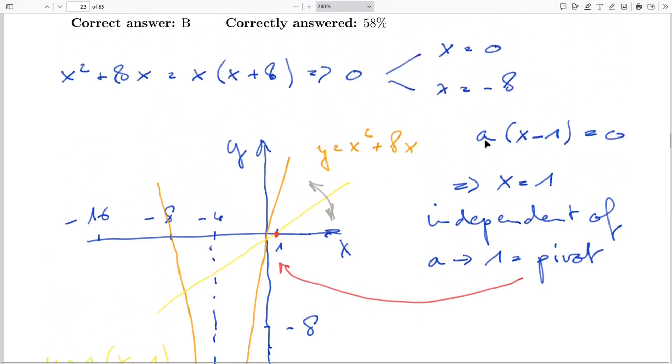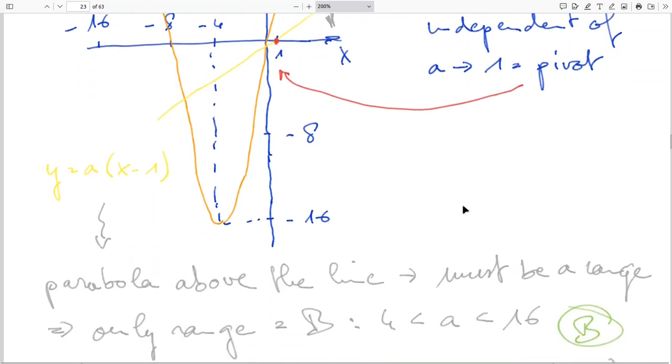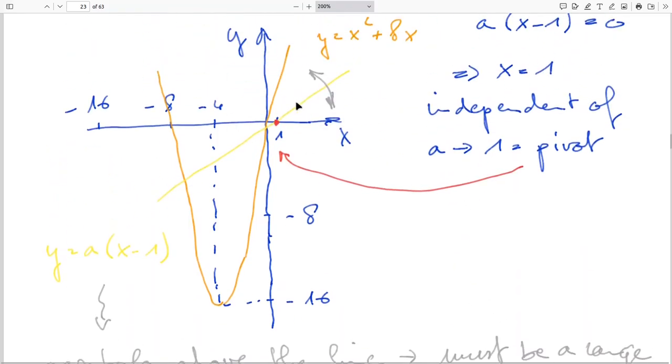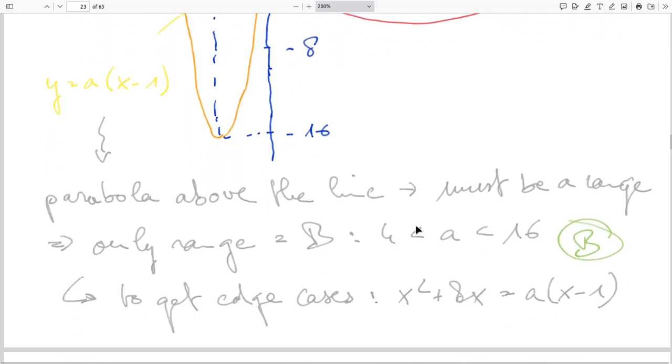For the line, if you put that equal to 0, you can see that x will be 1 independent of a. So x equal to 1 is actually a pivot point. If a changes, what this line will do is either go up or go down, pivoting around 1. You can easily see that this is going to be a range for a. So there will be several a's for which the parabola will be above the line.